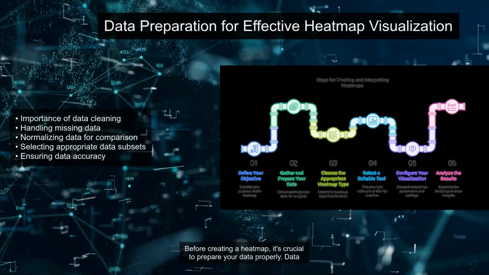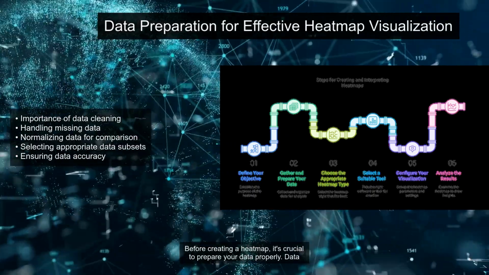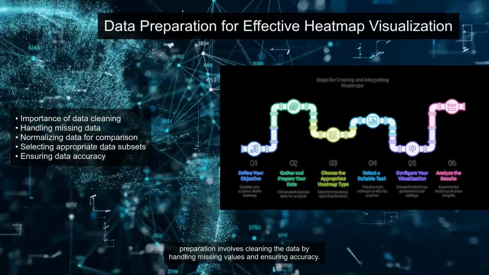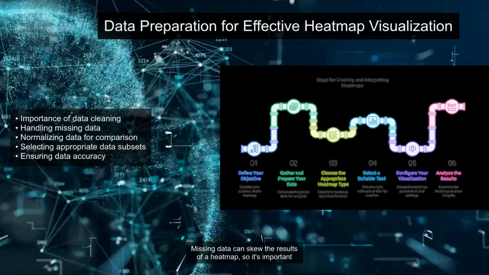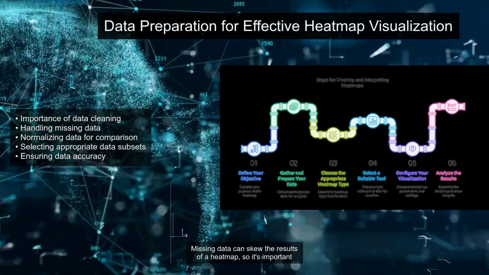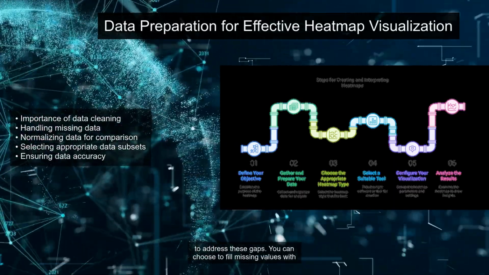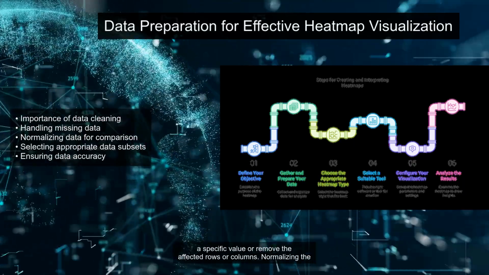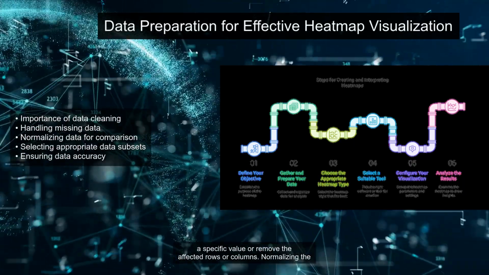Before creating a heat map, it's crucial to prepare your data properly. Data preparation involves cleaning the data by handling missing values and ensuring accuracy. Missing data can skew the results of a heat map, so it's important to address these gaps. You can choose to fill missing values with a specific value or remove the affected rows or columns.